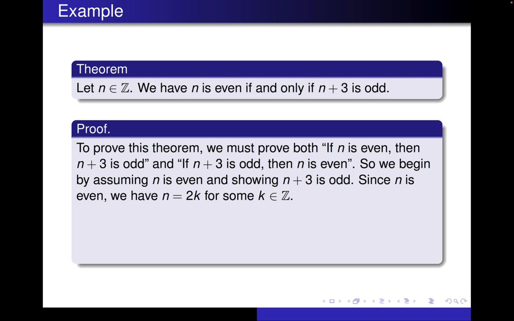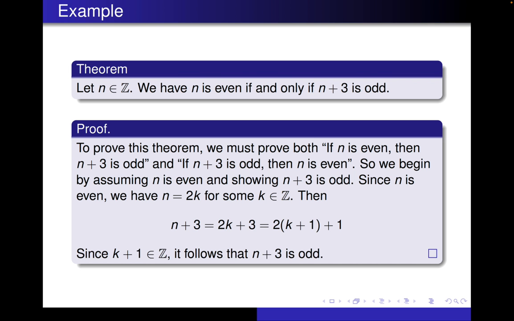Since n is even, we use the definition of even to get that n is equal to 2k for some integer k. And then we want to figure out what n plus 3 is. We're going to add 3 to both sides of that equation. n plus 3 is 2k plus 3. Then we're going to do a little bit of algebra magic to make it look like an odd number. Split up the 3 into 2 plus 1. Factor out the 2 from the first two terms to get 2 times the quantity k plus 1, plus 1. Now it's starting to look like an odd number. We note that k plus 1 is an integer by closure, and so it follows that n plus 3 is odd.